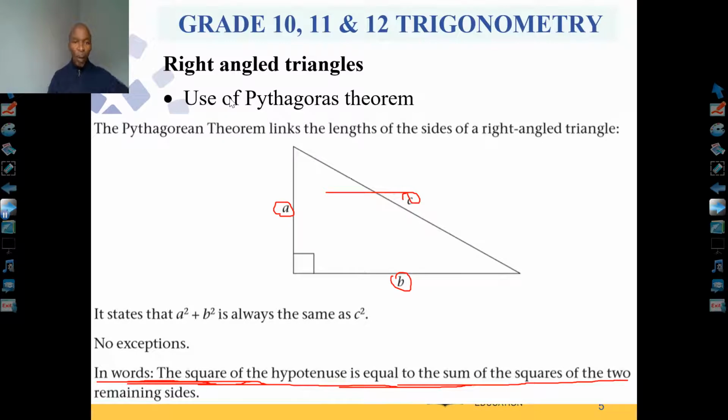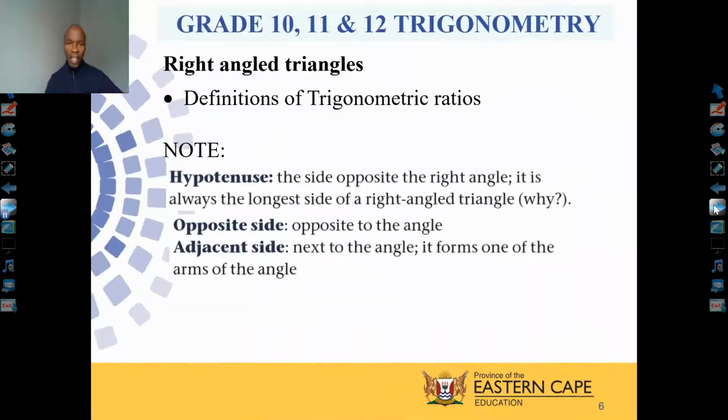So let me go up there and say the Pythagoras theorem links the length of the sides of a right-angled triangle, as I've explained, that c squared is equal to a squared plus b squared. That's how Pythagoras theorem is. Now we are going to use it to calculate sides of a triangle, right? Especially if two sides are given and you are short of one, then you can simply use your Pythagoras theorem, right? Now, let's look at the definitions of trigonometric ratios, which is where we are.